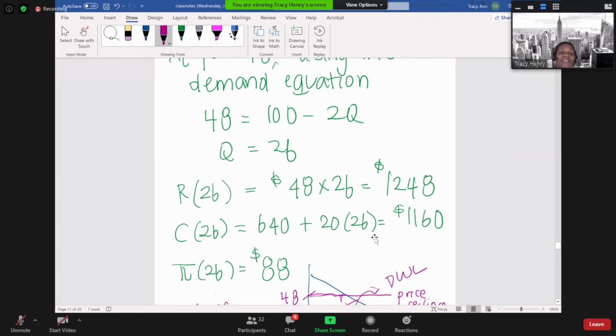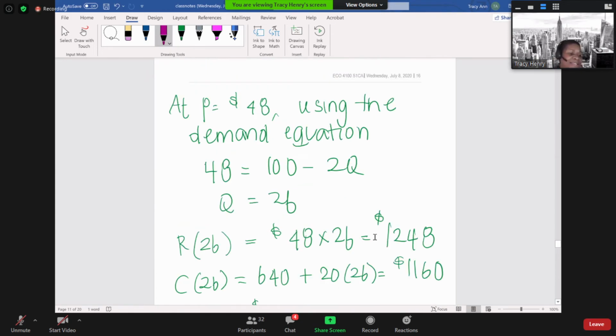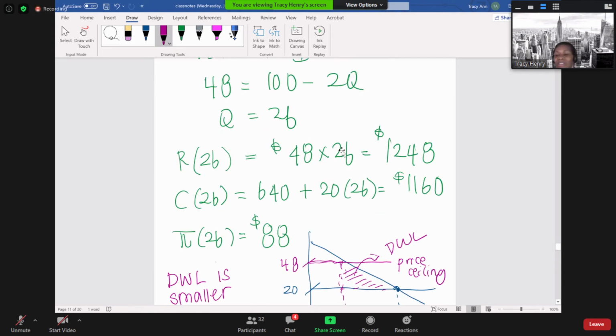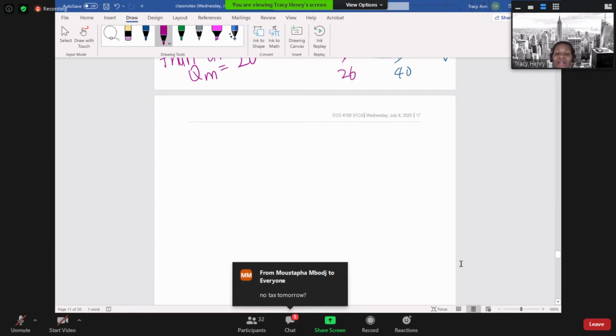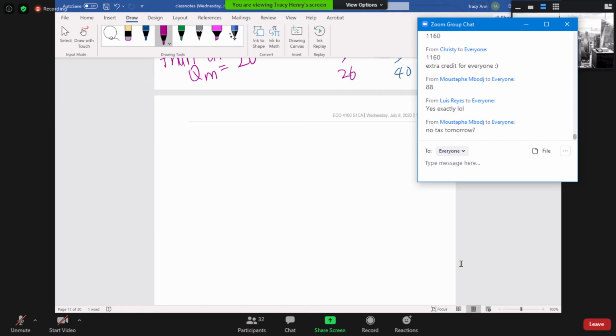Alrighty, so I never talked about taxes in this situation, and I don't want to overwhelm you too much, but if the government does implement a tax, then you're just going to say the marginal cost is marginal cost plus the tax on the monopoly side.